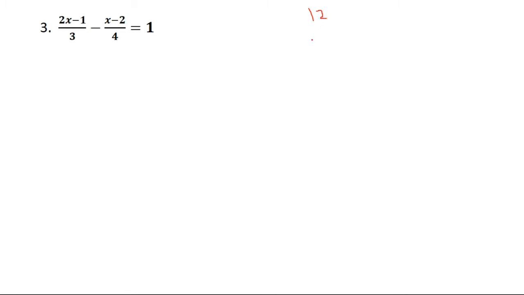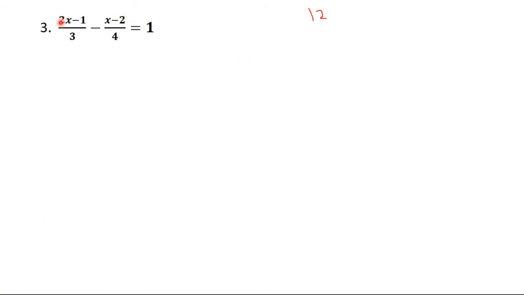Now I'm going to show you a trick. If you are finding it difficult finding the LCM, don't worry. Just multiply the denominators. So multiply 3 by 4 and use it as the LCM. If you multiply 3 by 4, you are going to get 12. Okay, so after you find the LCM, you multiply each term in the equation by the LCM.